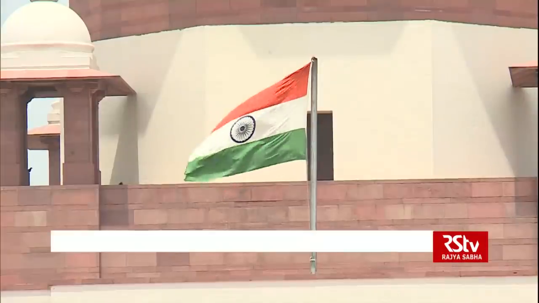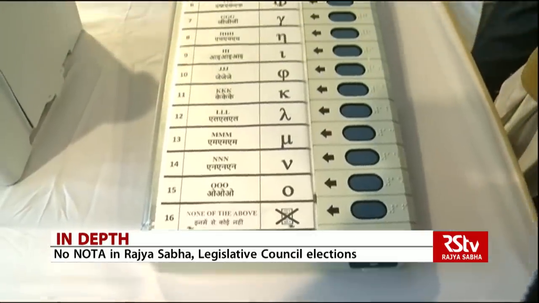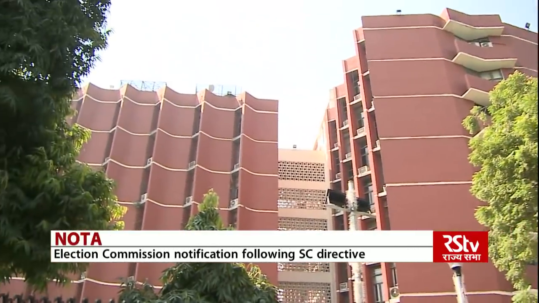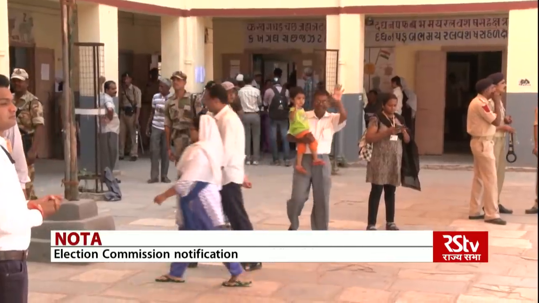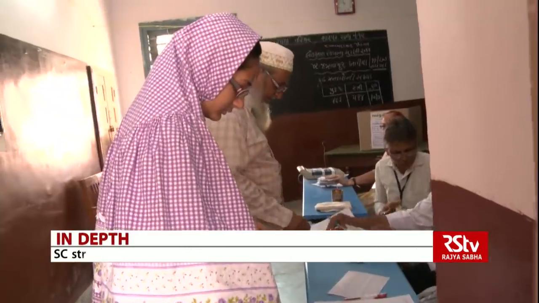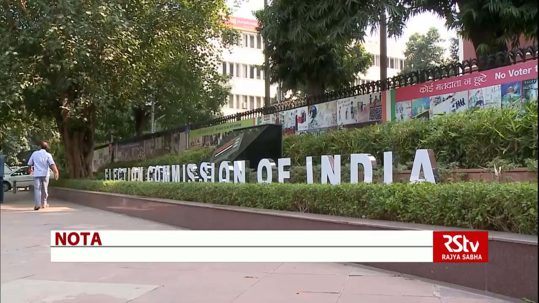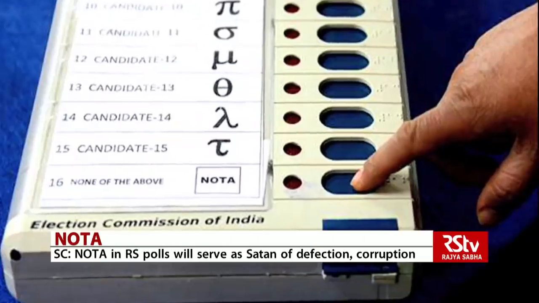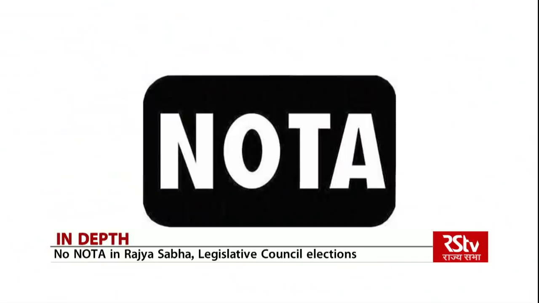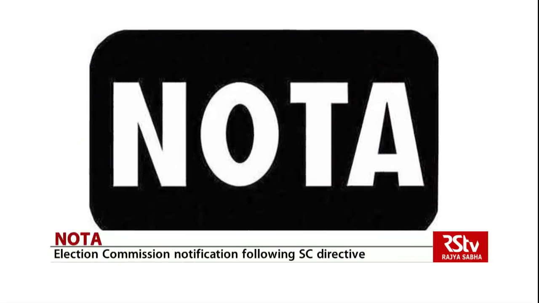A Supreme Court directive led to the Election Commission of India withdrawing the provision of none of the above or NOTA option from elections to Rajya Sabha and Legislative Council in states. Now the option will only be available to the public during Lok Sabha and State Assembly elections. In a notification issued on 11 September 2018, the Election Commission ordered returning officers for Rajya Sabha and Legislative Council elections to ensure that the column of NOTA is not published in ballot papers.